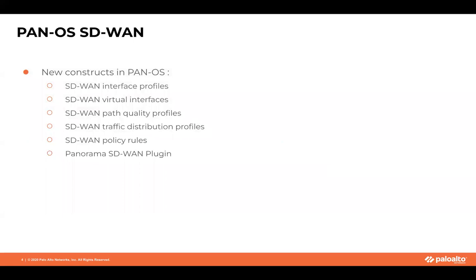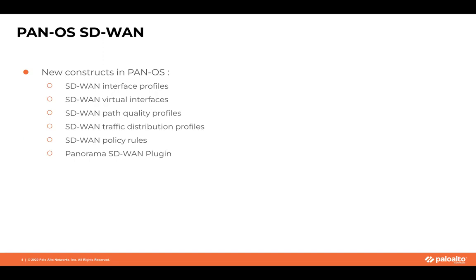As PANOS SD-WAN was added in the 9.1 release, there were a few new constructs introduced within the firewall and Panorama configuration that you may have seen but have not checked or utilized in the past. These new constructs are SD-WAN interface profiles, SD-WAN virtual interfaces or VIFs, SD-WAN path quality profiles, SD-WAN traffic distribution profiles, and SD-WAN policies. And the last thing introduced for management and orchestration of this whole functionality was the Panorama SD-WAN Plugin.